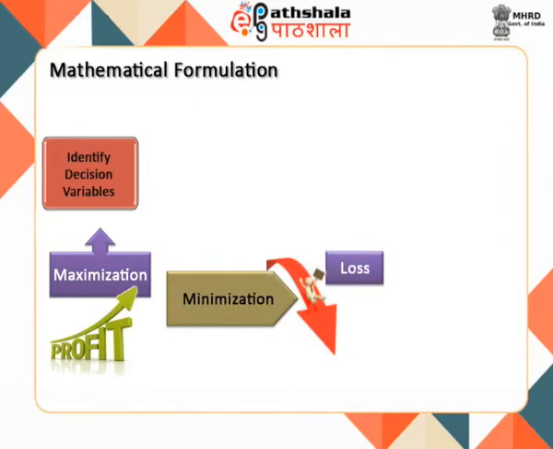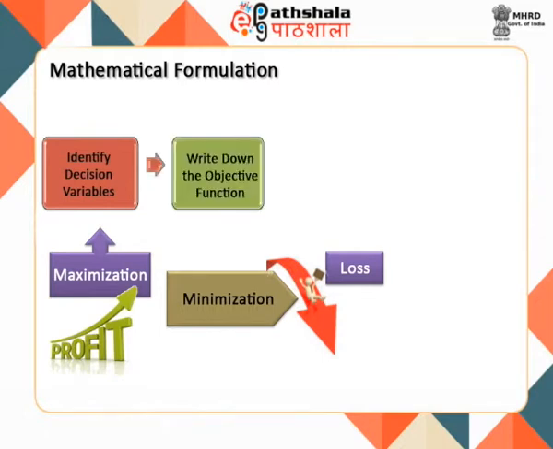Decision variables should be taken. Write down the objective function. Identify the type of optimization, that is, maximization or minimization. Linearity assumptions should be invoked to write the objective function. While writing the objective function, we are also assuming constant returns to scale.